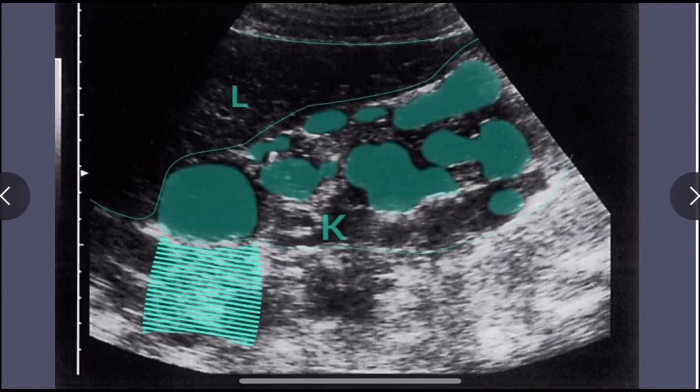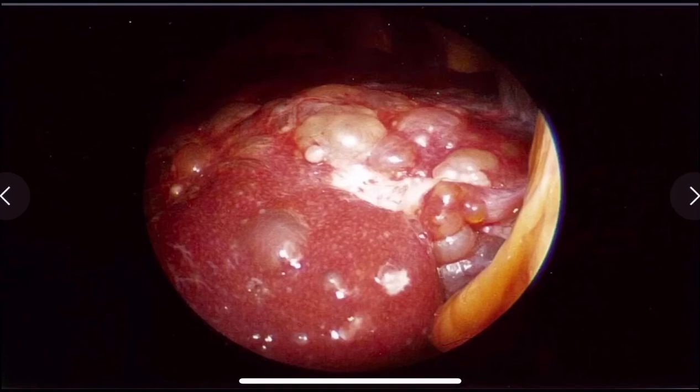Now here you can see I just highlighted it. This is the cyst, here is the cyst, here is the cyst, and these are just reflections in the ultrasound. So here is increased echogenicity and here is anechoic. Now see in the endoscopy: here is the cyst, here is the cyst, and all are liquid filled cysts, with many more cysts inside your kidney.